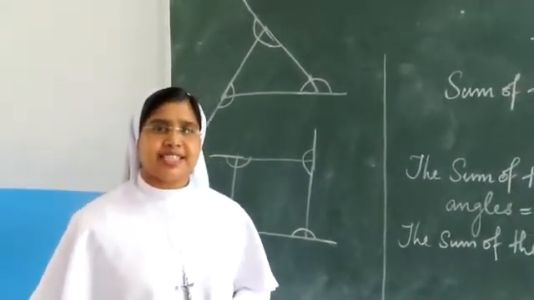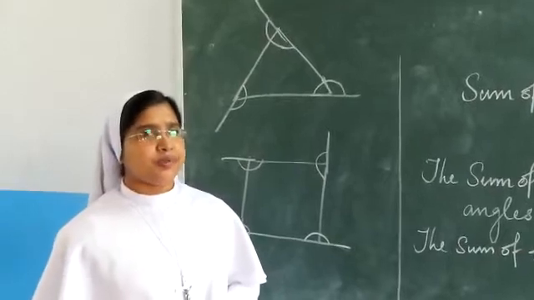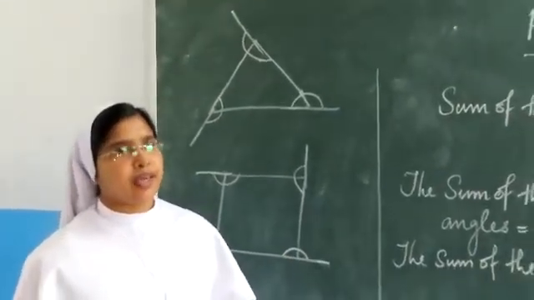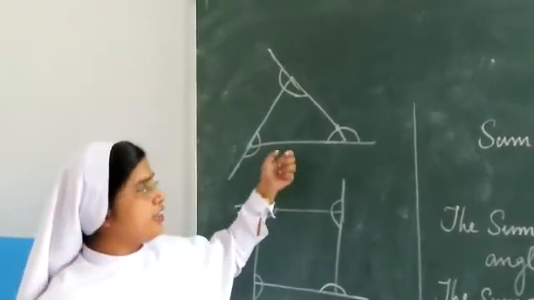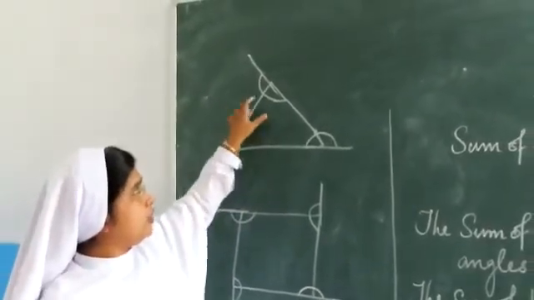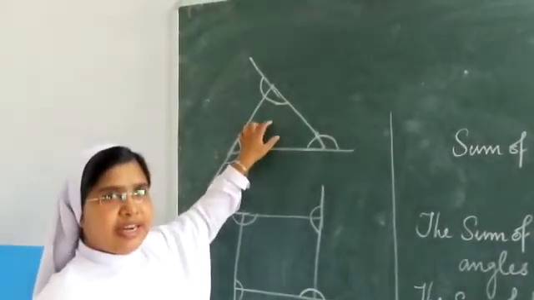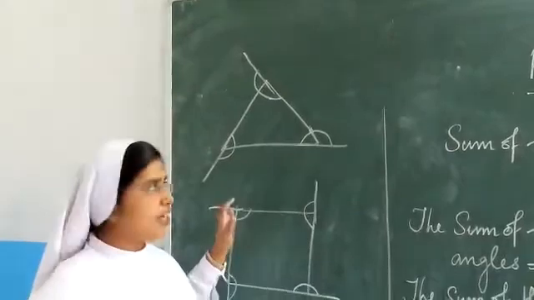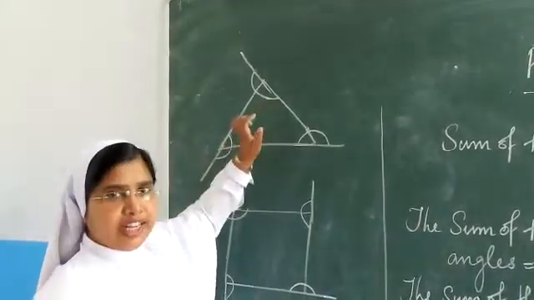Students, we were just discussing the sum of the outer angles. Just previously we have proved a problem. Now let us see once again a revision: the sum of the inner angles of a triangle is how much? The sum of the inner angles of a triangle is equal to 180.